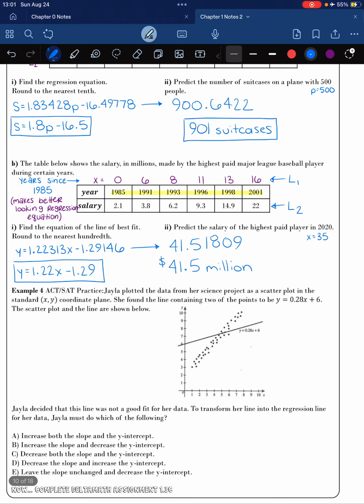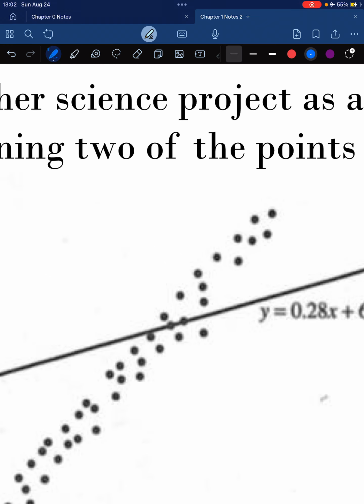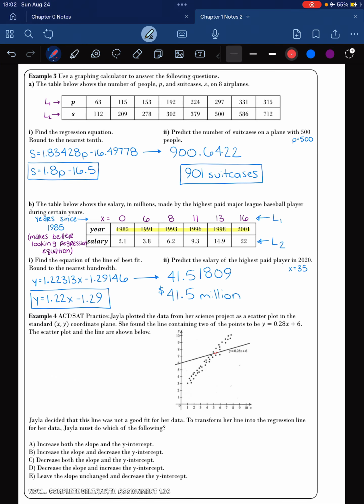All right, and then a super common SAT and ACT problem. So Jayla plotted data from her science project as a scatter plot. She found the line containing 2 of the points to be this one. So it kind of seems like she did go through 2 of the points, right? I can see she went through this point right here and this point right here. And so she created the equation of a line. But I hope that we can see with our eyeballs that that's not a great prediction of the line. We should have used 2 points that make the line look more like this. Would be a much better line of best fit.